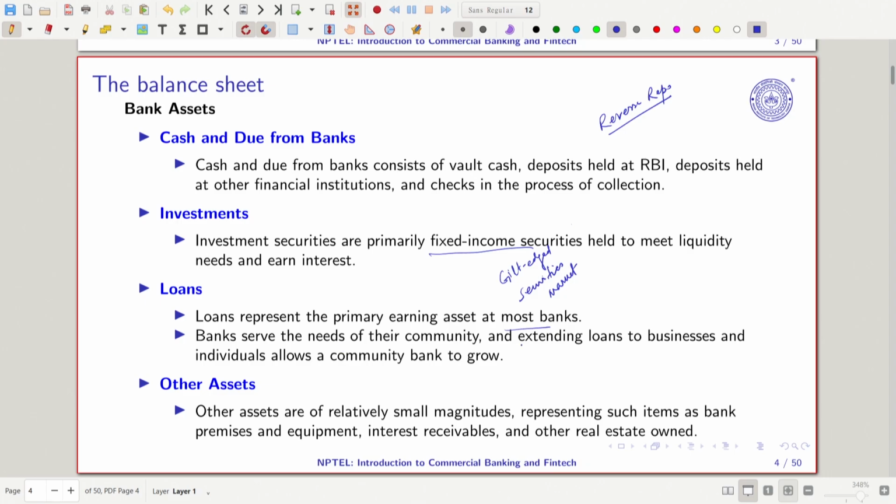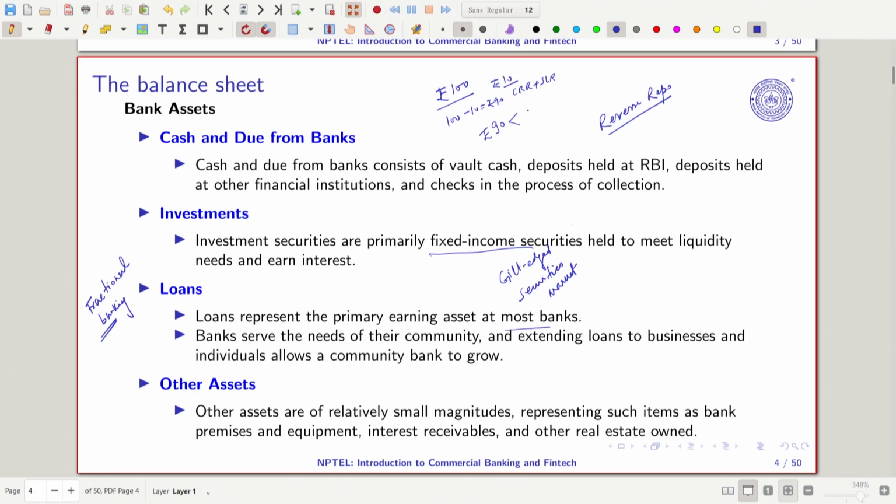Banks serve the needs of their community, and then they extend loans, and of course this is one of the important things, what we call fractional banking, the term that we often use. What is the meaning? If you are depositing rupees 100 in a bank, rupees 10 is mandatory for the bank to keep in the form of CRR and SLR. So banks are left with rupees 90, and this 90 rupees they will now be investing in some other banks.